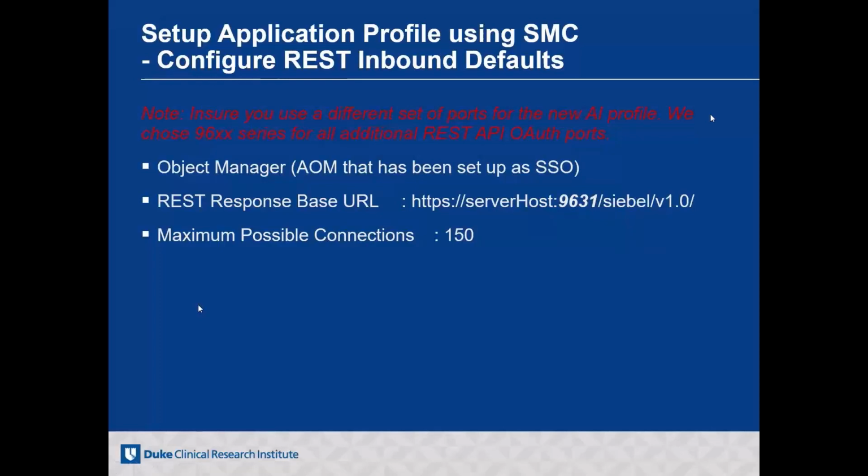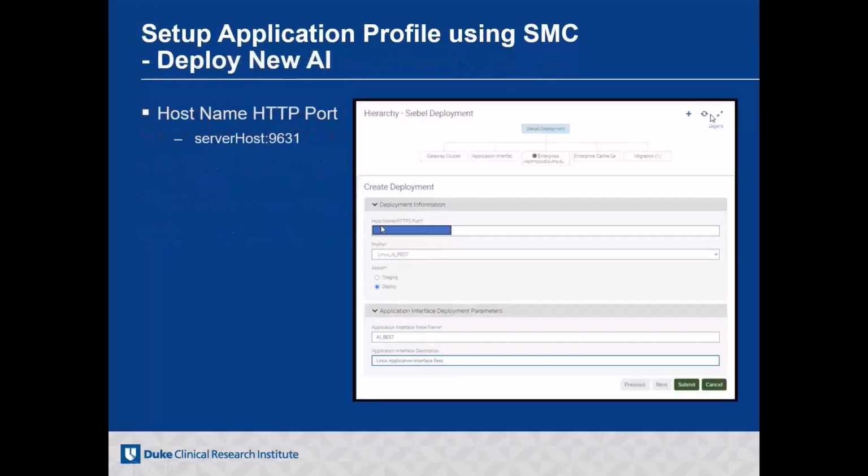Ensure you use a different set of ports on the new AI profiles. Like I said, we chose the 9600 series. Make sure your object manager has been set up as SSO. Your REST API for the person calling in has a base URL and maximum connections. This is configuring the REST inbound defaults, which is the port you're deploying. So it would be your server host and the port, whatever profile you created, deploy, and names.